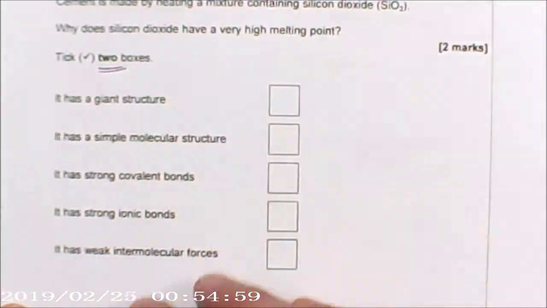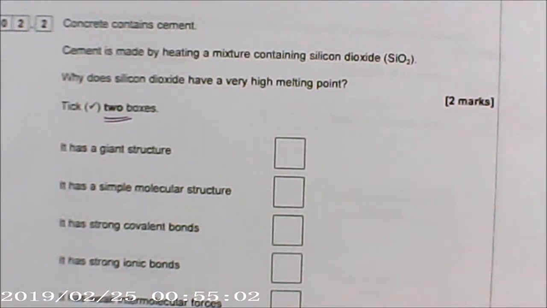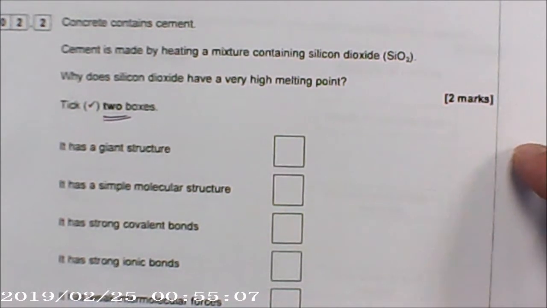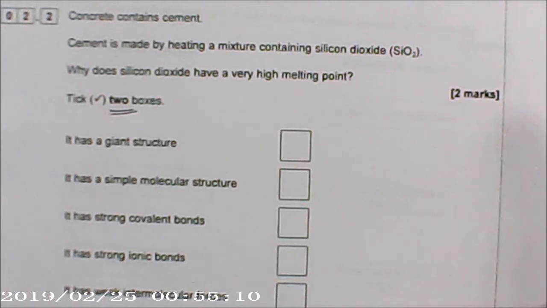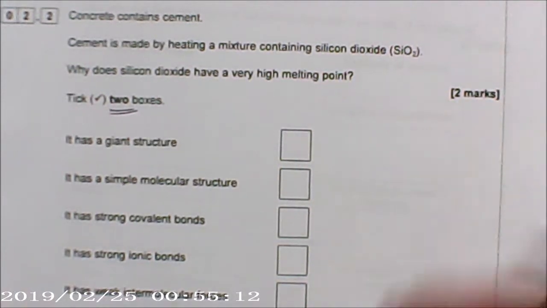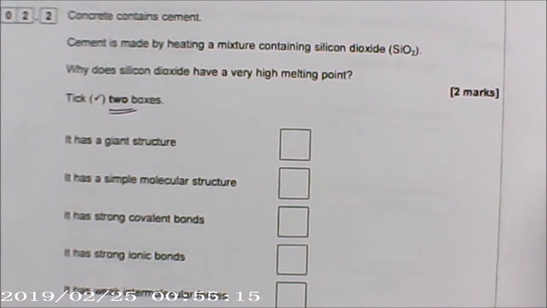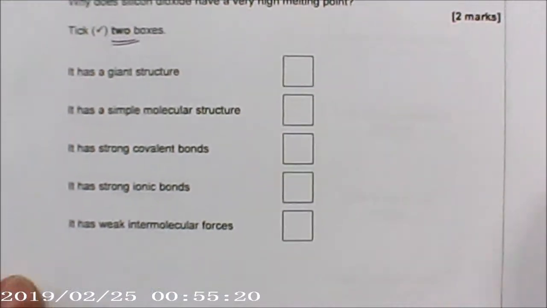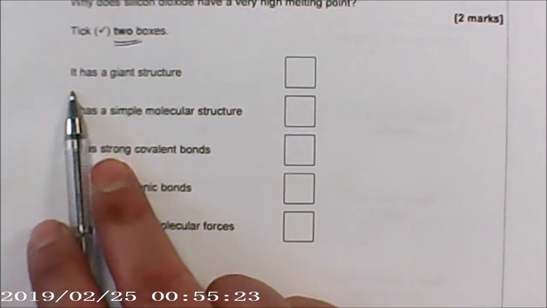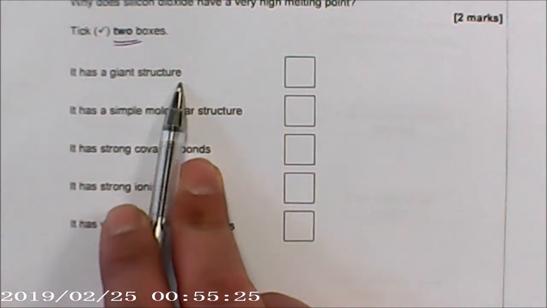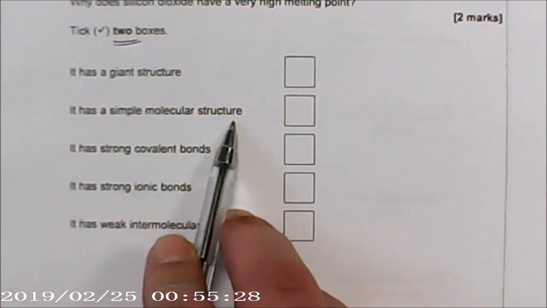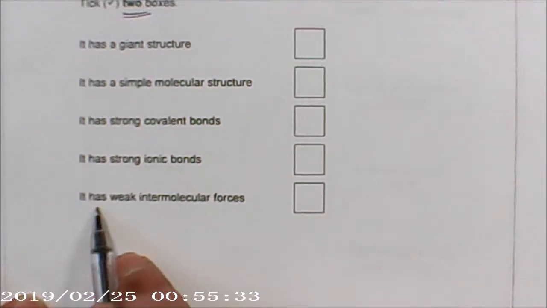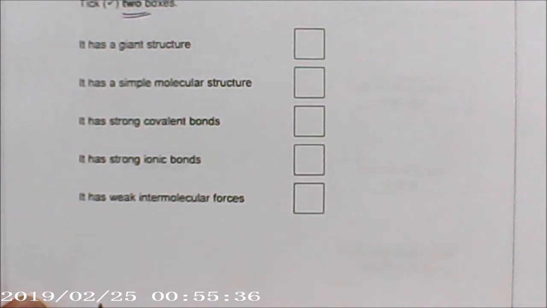And this question is actually from the C1, the paper 1 chemistry, which is to do with bonding. So do be aware that you are going to have questions from paper 1 that might pop up in paper 2 before they introduce the paper 2 content questions. So we have got the following list. It has a giant structure, is a simple molecular structure, it has strong covalent bonds, it has strong ionic bonds, it has weak intermolecular forces.